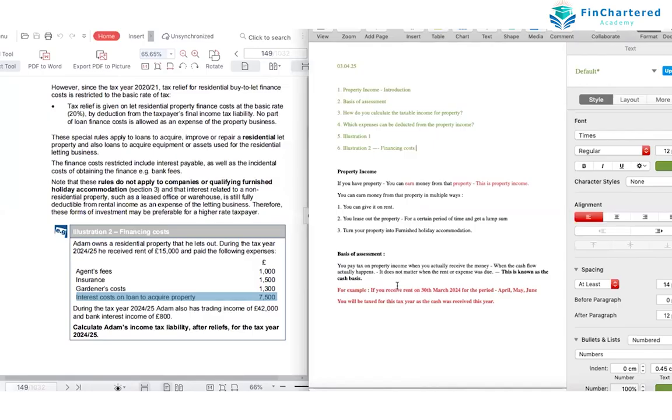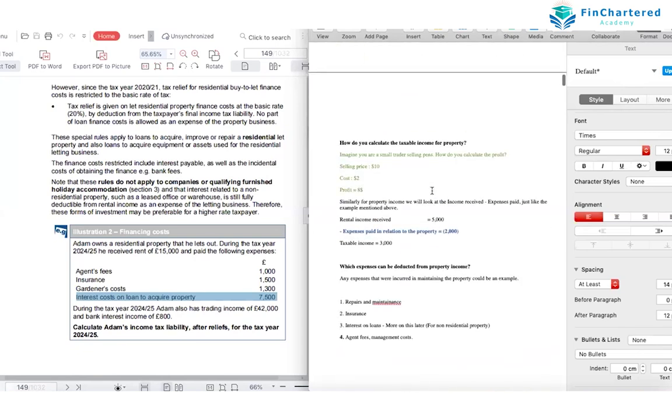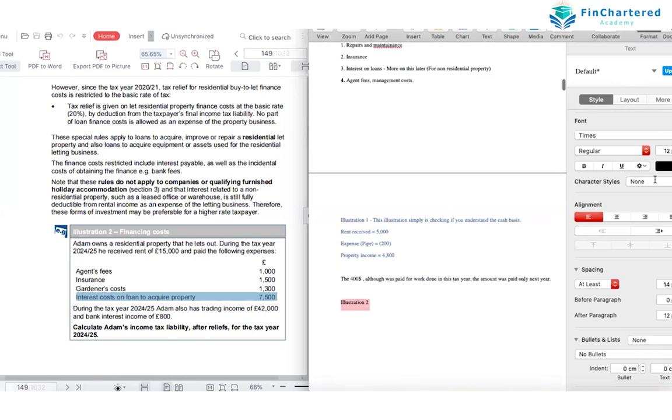So let's continue. Let's do this illustration. Illustration 2, again, is like the textbook example, so I'll put it in blue. My examples, I'm keeping in green. This illustration is checking your understanding of financing charges.